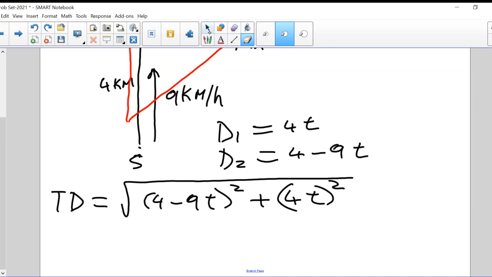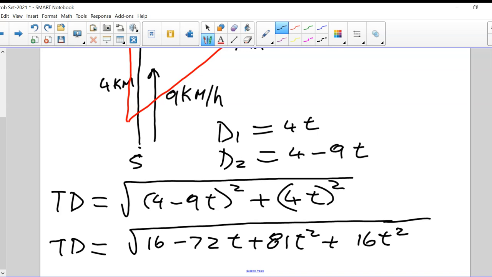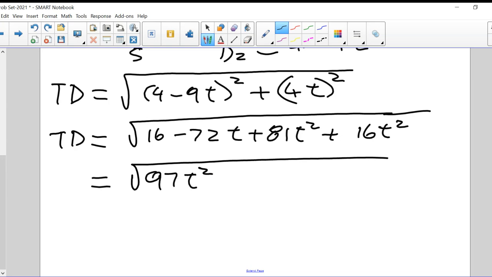That means the total distance. Sorry, the total, that's what messed me up the last time. The total distance is the square root of, well, we have a little math to do. 16 minus 72t plus 81t squared plus 16t squared. Okay. And then, of course, we're going to simplify this total distance a little bit, and we're going to get 97t squared minus 72t plus 16. Okay, square root of that.